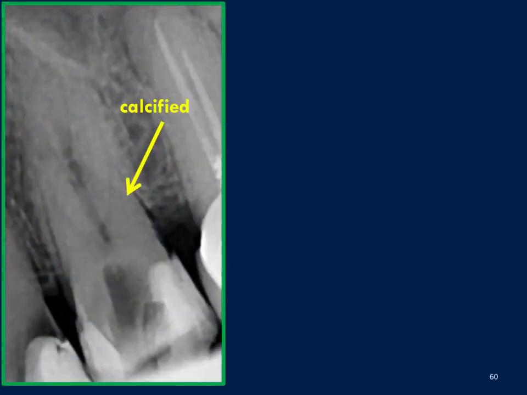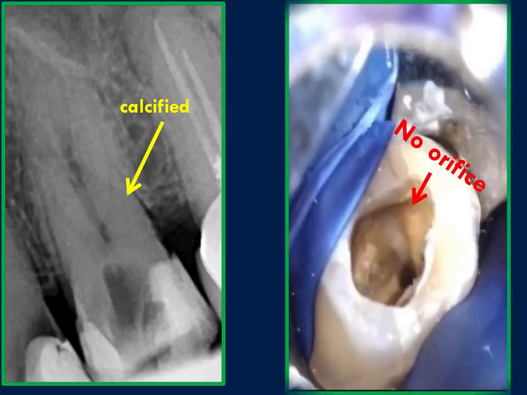Another case, we are dealing here with a calcified canal. I need to know where exactly this calcified canal is. I want to know how far it is from the other main canals. So this will enable me to use the ultrasonic tip to place it inside this calcified canal, find the orifice and enlarge it. So let's take cone beam.